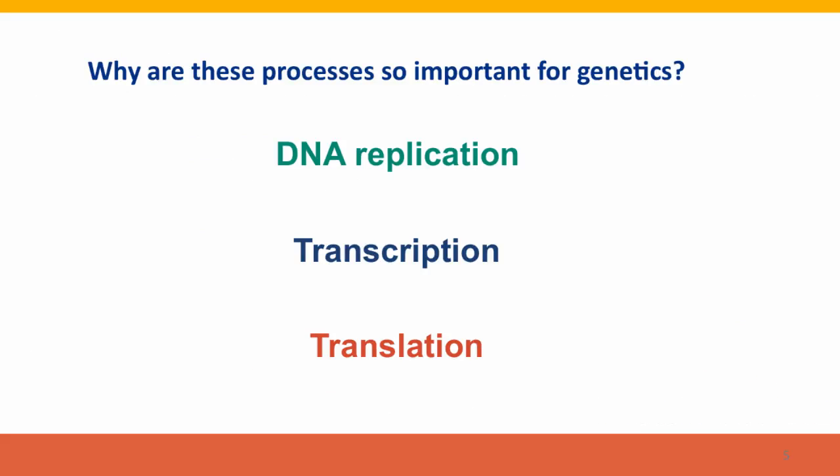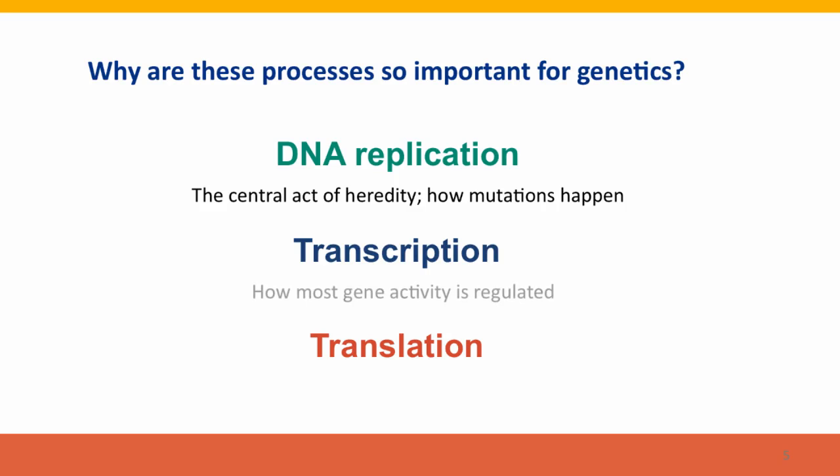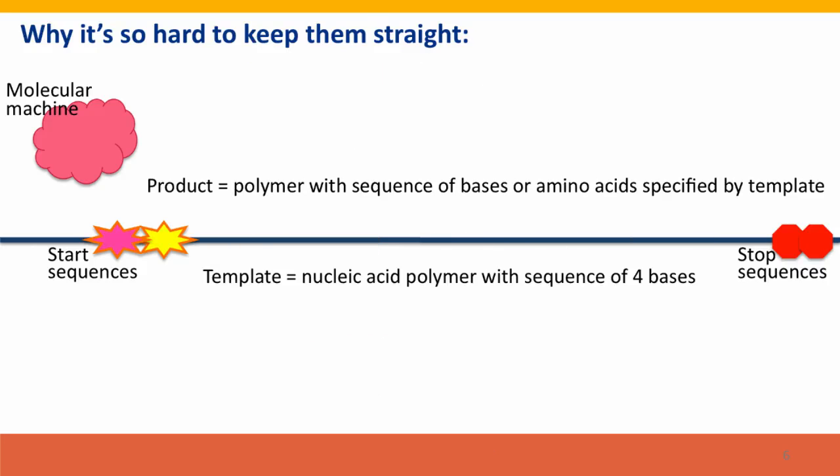So, why are these processes so important for genetics? Well, as I said, DNA replication is a central act of heredity. As we'll discuss in Module 2, it's also how mutations happen, where all genetic variation comes from. Transcription is the regulatory process. Translation, proteins do everything. So, if they're so important, why is it so hard to keep them straight? Well, because they're also very, very similar.